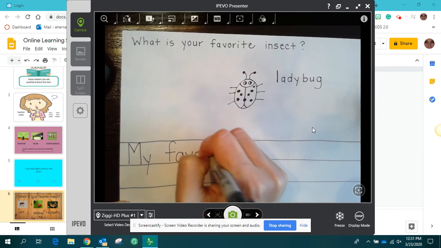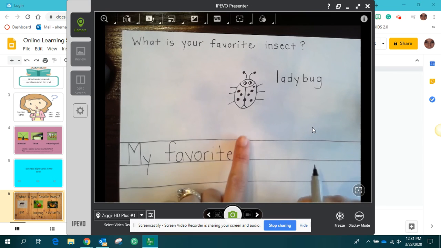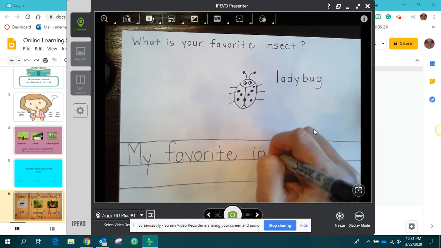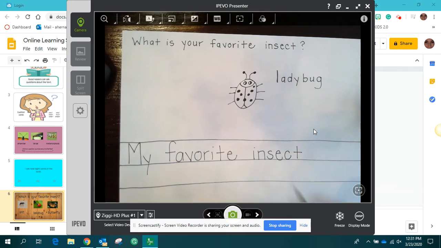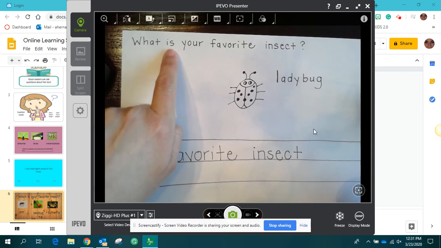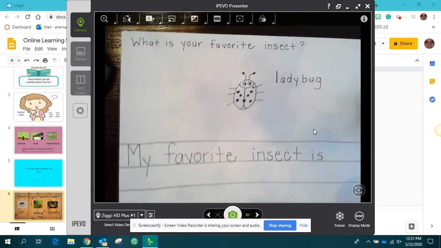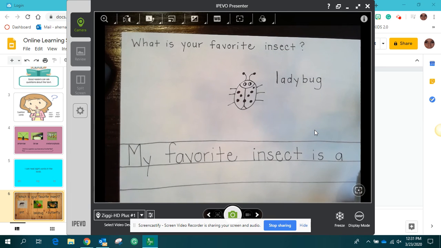Favorite. My favorite insect. Oh, I've got it right here. I'm going to copy that again. Make sure that you form your letters neatly. My favorite insect is, that's a sight word, and I see it right here too, is a, that's an easy sight word to spell, ladybug.